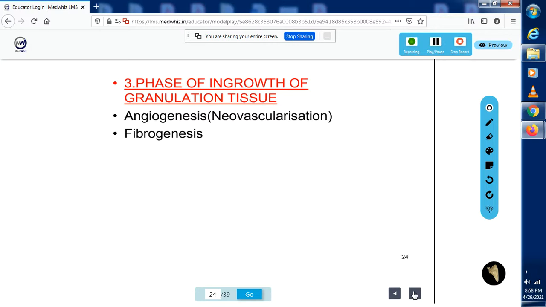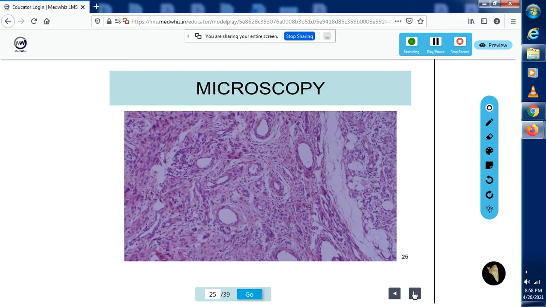In your theory classes, it will be dealt with in detail. I have just covered the important theoretical aspects here. Coming to the microscopy, this is a low power view of the slide. Here you can see multiple blood vessels, which have an endothelial lining. These are the proliferating capillaries, and in the surrounding area you can see a lot of spindle cells.